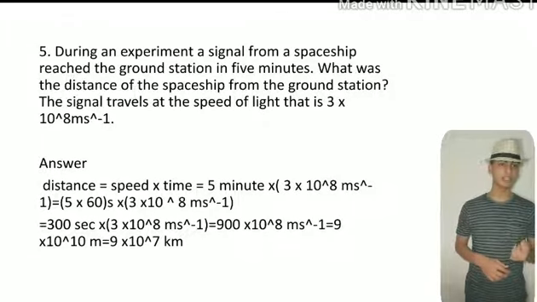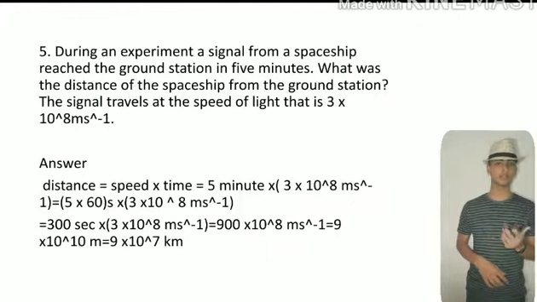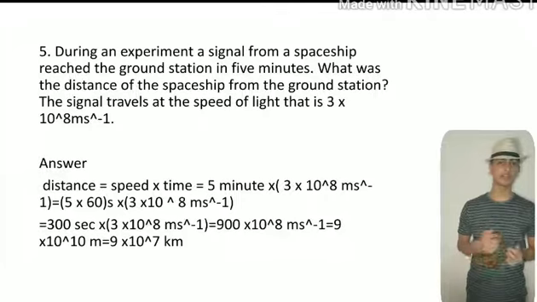Now that is making it 300 seconds into 3 into 10 to the power 8 meter per second, making it 900 into 10 to the power 8 meters, or equal to 9 into 10 to the power 10 meters, or we can simply say it is 9 into 10 to the power 7 kilometers.